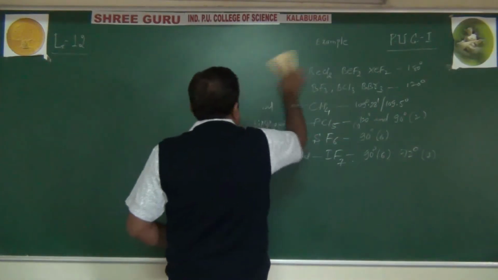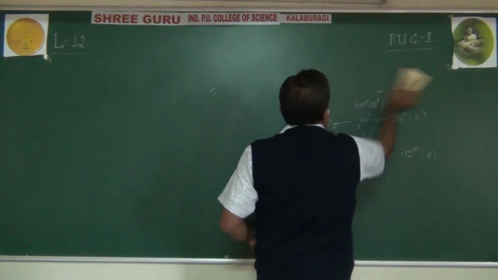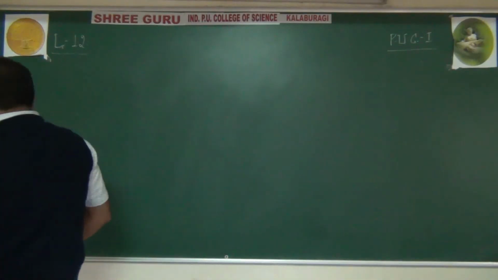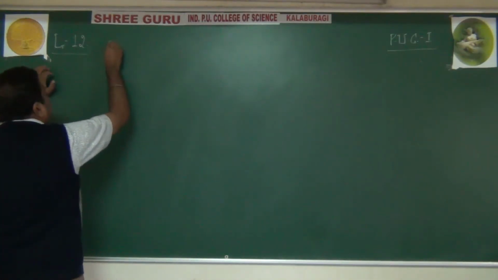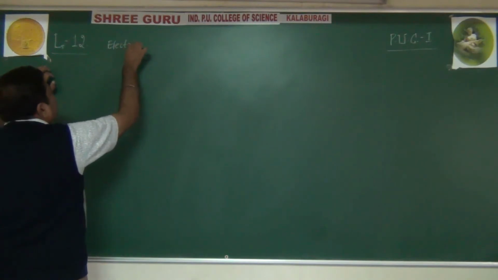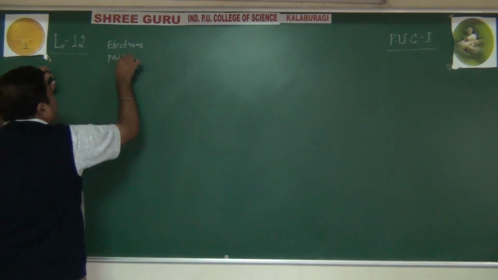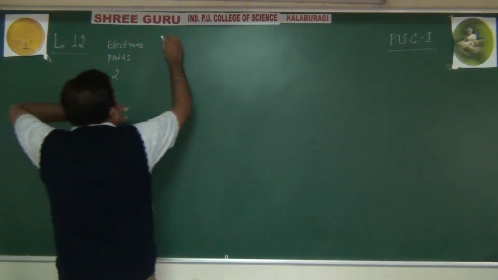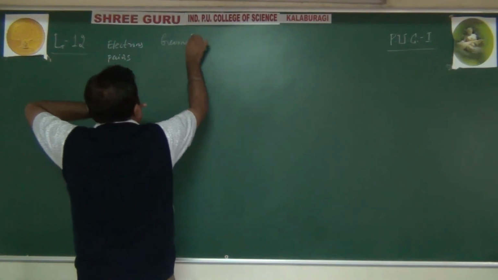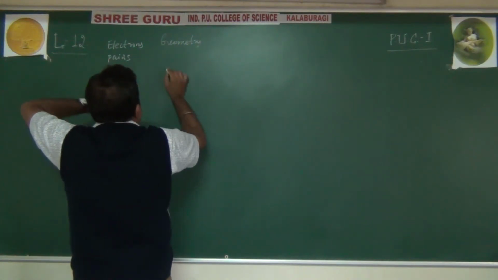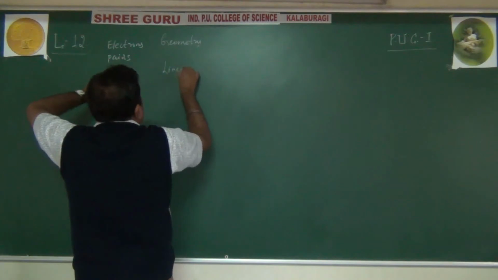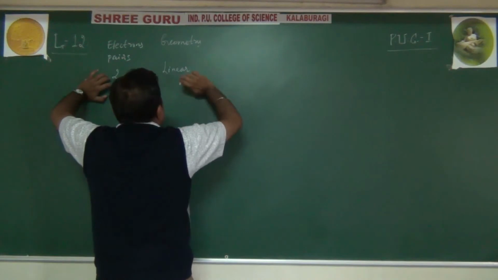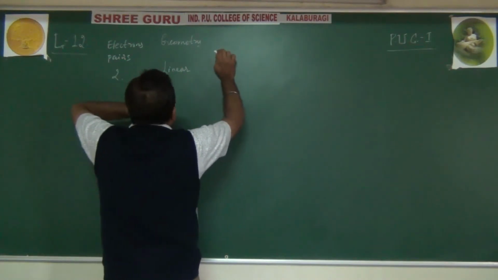Now this is all about what I gave yesterday, the postulates. Now coming to the main important part. See, electron pairs, okay, there are 2. Geometry. Please try to know geometry. What is the fixed geometry? Linear. If both are bonding pairs of electrons, linear. If there are 2 lone pairs, nothing will happen.